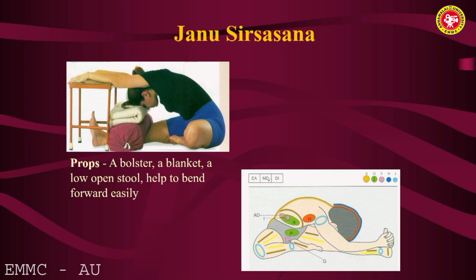Then Janusirsasana, that is a forward bending asana. So you have to rest your head comfortably like this. Using props such as a bolster, blanket and a low open stool helps you to bend forward easily, and try to touch your forehead comfortably on the bolster. It tones the whole spine and the abdominal organs also.